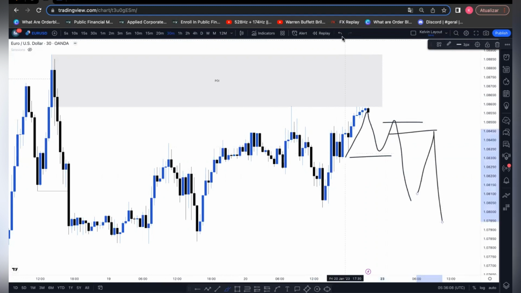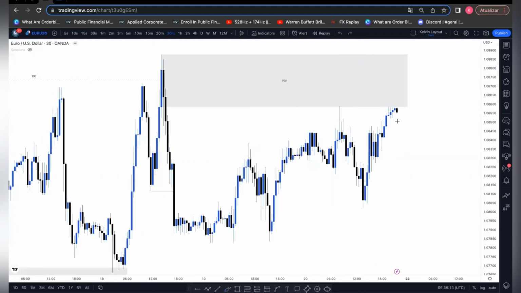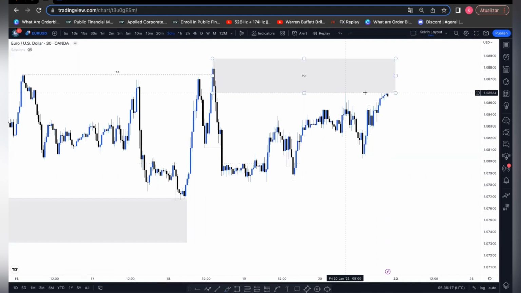So far, I will just remain a little bit patient and wait for the market open to see an M15 change of character, and then that's when I can get involved on the other lower time frames. All right, so that's it for EUR-USD. Let's move to another pair.